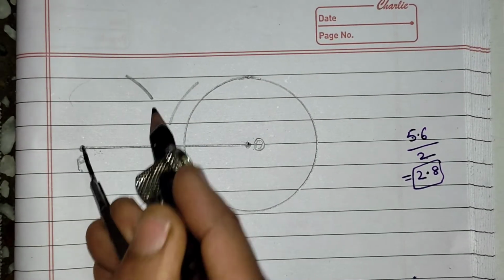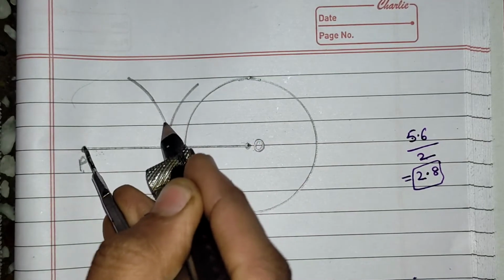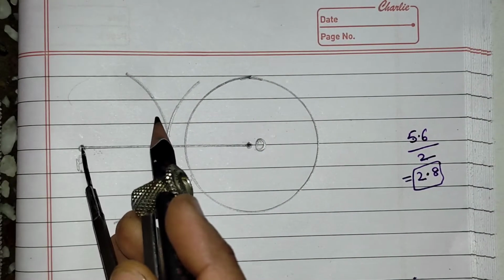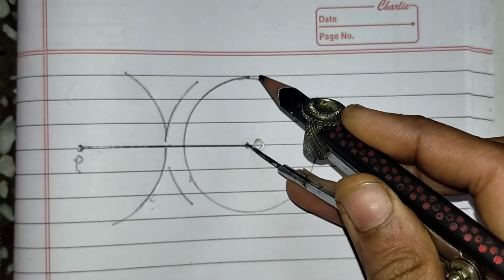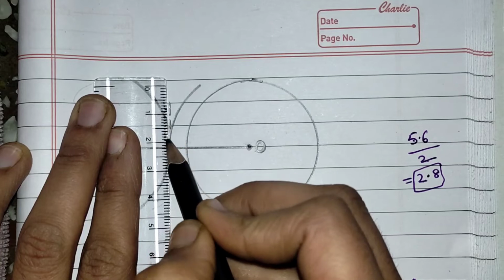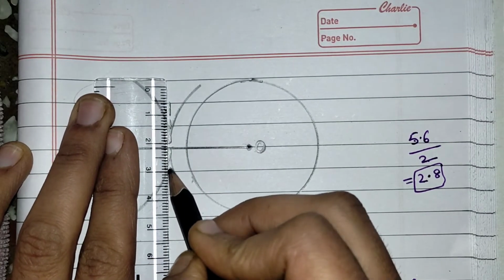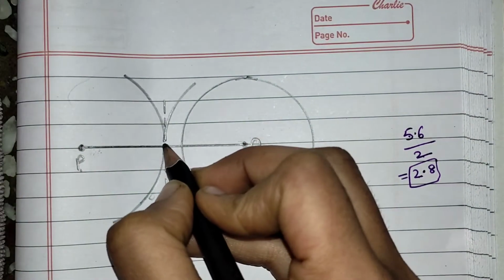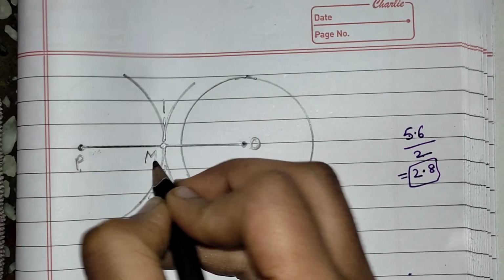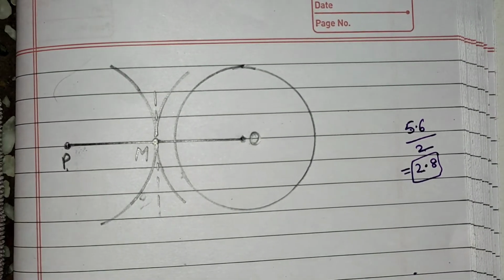If the arcs are not intersecting with each other, then what you have to do, you have to extend your arcs so that they are going to intersect at a point, right? So increase your arcs till they intersect with each other, because the points at which they intersect will give your perpendicular bisector. So now join these points. So this is going to be your perpendicular bisector. Suppose this is your midpoint M, right?